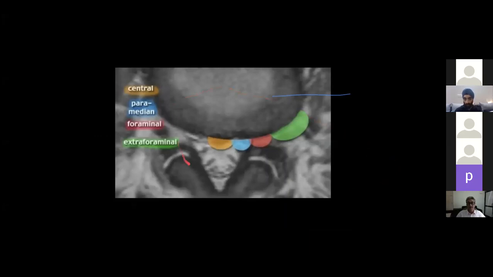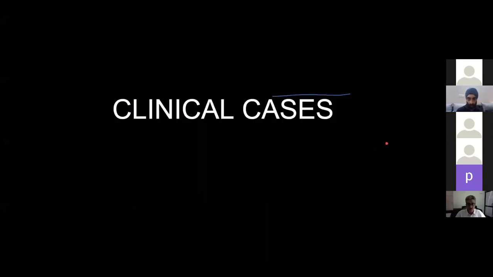An axial image. If the disc herniation is at this location, this is central, paracentral or paramedian, foraminal, or extraforaminal. So any disc herniation at this location will be called a left extraforaminal disc herniation. And depending upon size and all, it can be a protrusion, extrusion, or sequestration. So let us see now some clinical cases.